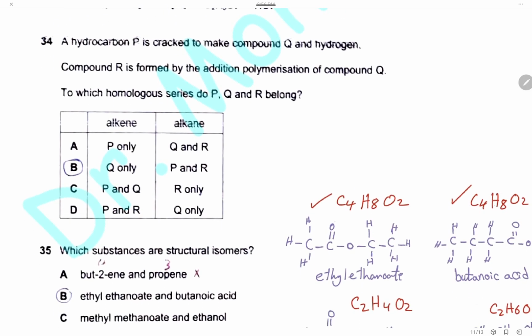Question 34. A hydrocarbon P is cracked to make compound Q and hydrogen. So hydrocarbon P is an alkane because alkane can be cracked to form alkene. Q is an alkene, and then compound R is formed by the addition polymerization of Q. So again compound R will be alkane because the polymer is made only from single bonds. So to which homologous series do P, Q and R belong? As I said, P and R are alkane and only Q is alkene, so the correct answer will be B.